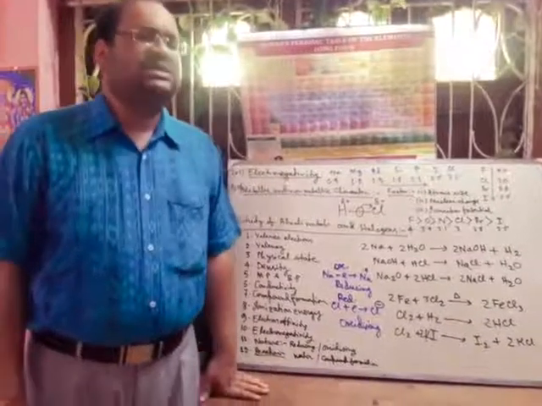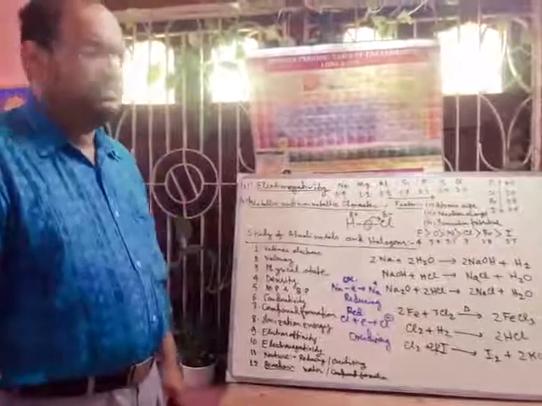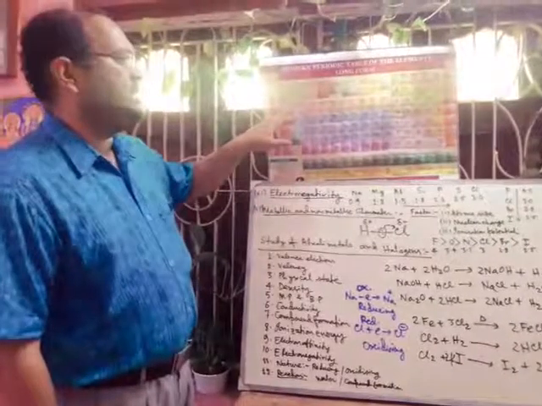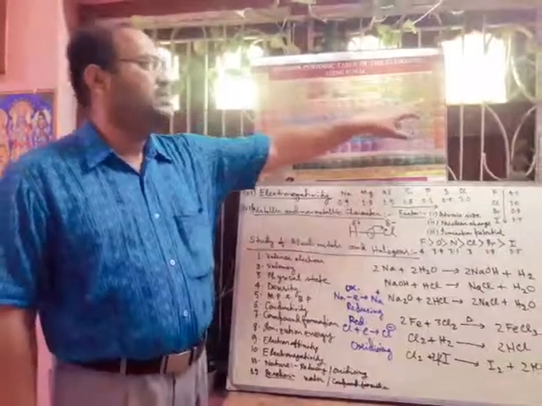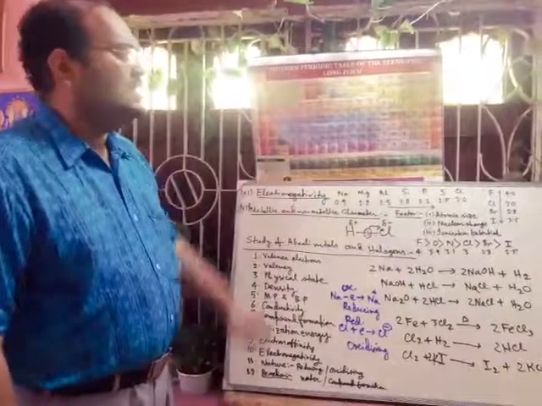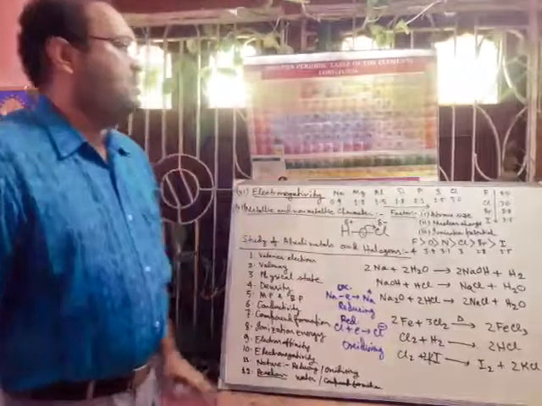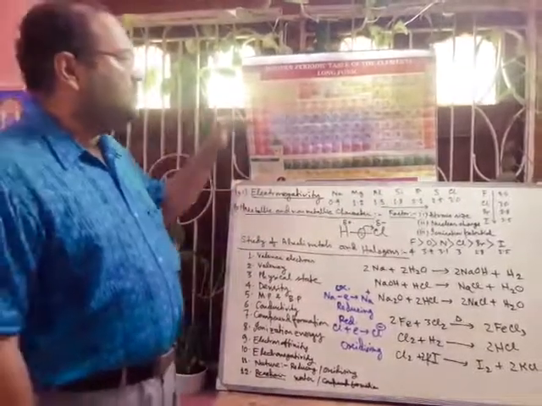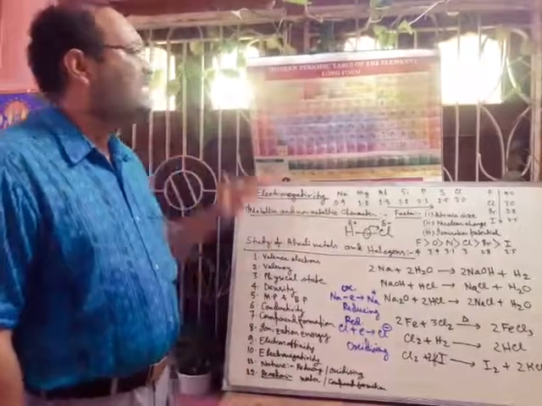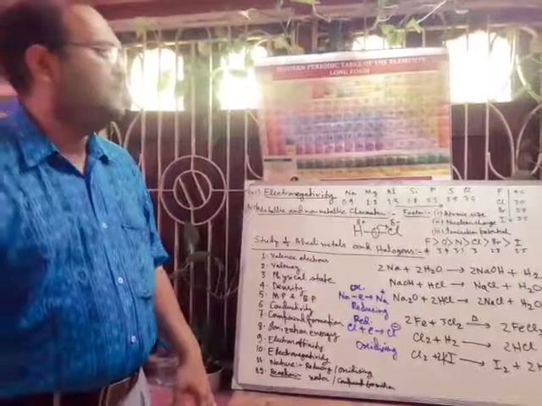Now we will discuss the variation of metallic and non-metallic character in the periodic table. First, in a period, if we take the example of third period elements like sodium, magnesium, aluminium, silicon, phosphorus, sulfur, chlorine, argon: sodium, magnesium, aluminium are metals, silicon is a metalloid, phosphorus, sulfur, chlorine, argon are non-metals. So, on moving from left to right in a period, metallic character decreases, non-metallic character increases.